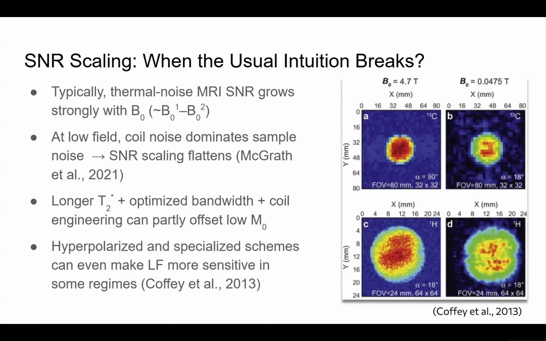Coffey and their collaborators pushed this further using hyperpolarized nuclei, showing that under special conditions, 47.5 millitesla can achieve SNR surprisingly close to 4.7 Tesla. That's obviously a special, precisely optimized use case, so not exactly what the Swoop does, but it reinforces our main conceptual point. At very low B naught, SNR is not dictated by field strength alone. It's a balance of coil noise, relaxation timing, bandwidth, and sequence design, setting the stage for why portable MRI must rely heavily on optimized hardware and advanced reconstruction.